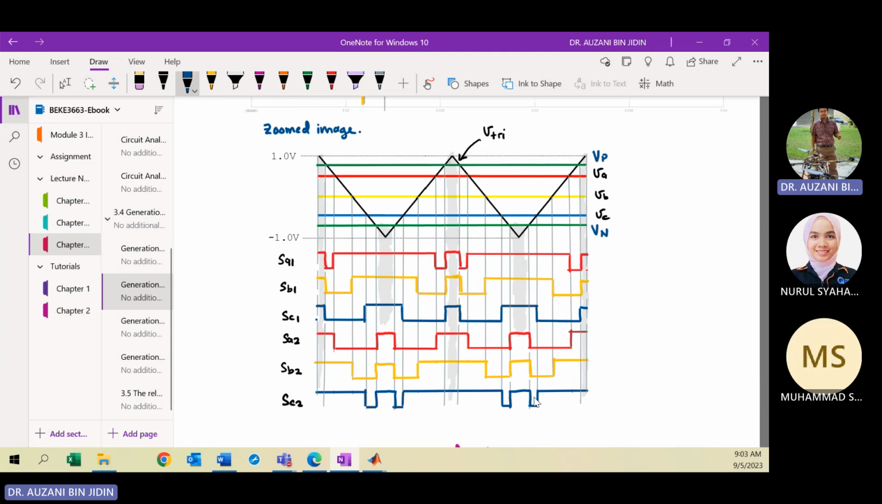So all switching states are turned on when VP is less than the triangular, or VN larger than triangular.